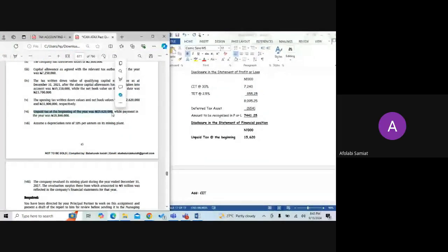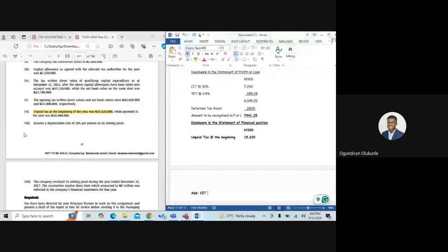Please, where do you pick that one from, sir? That note 6, unpaid tax at the beginning, 15,620. Did you get it? They will always give us in the note. Yes.